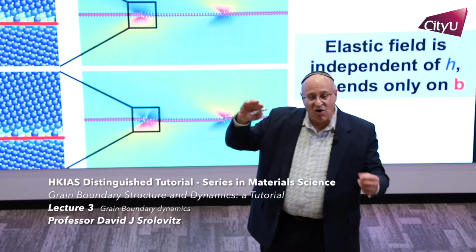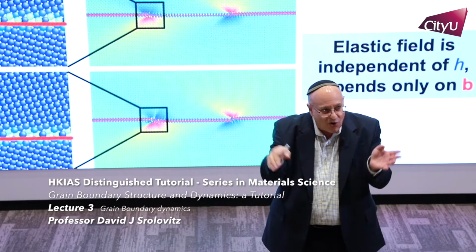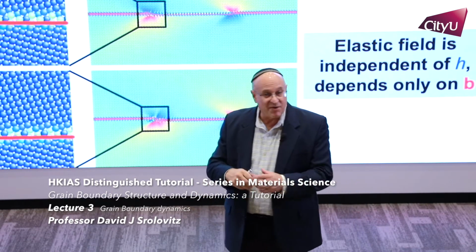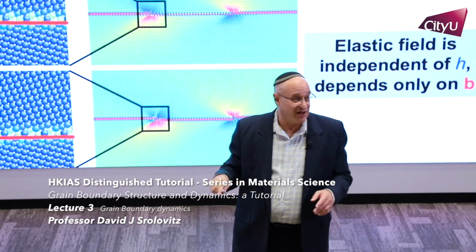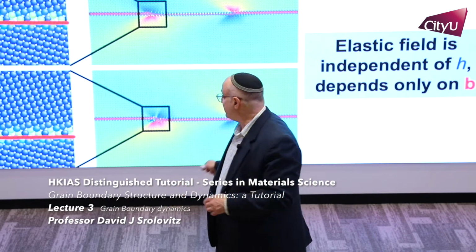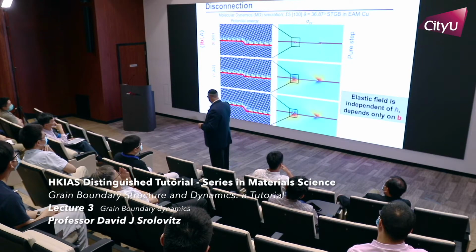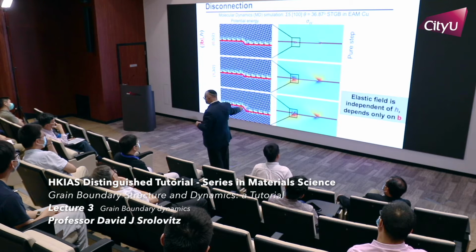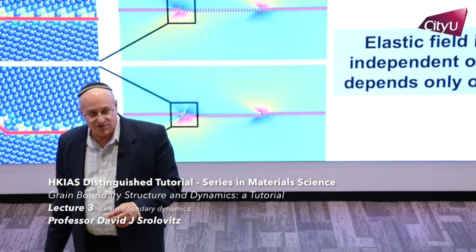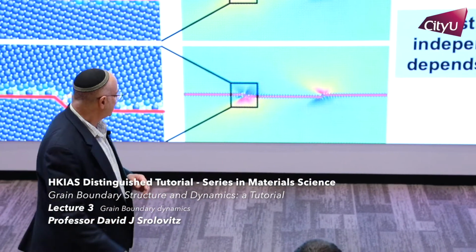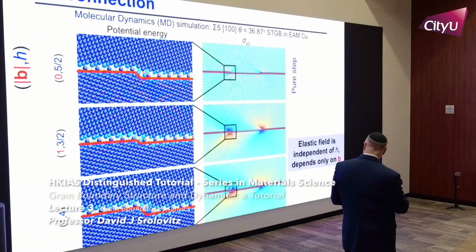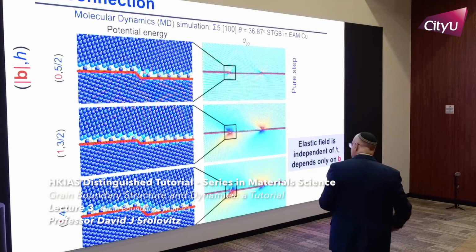The step height can only change things sort of in the core region. It has to do with very localized bonding, okay? But no long-range elastic field. These, with 1 here, these are just regular plain old stress fields of dislocations. So this is just the stress field of an edge dislocation.